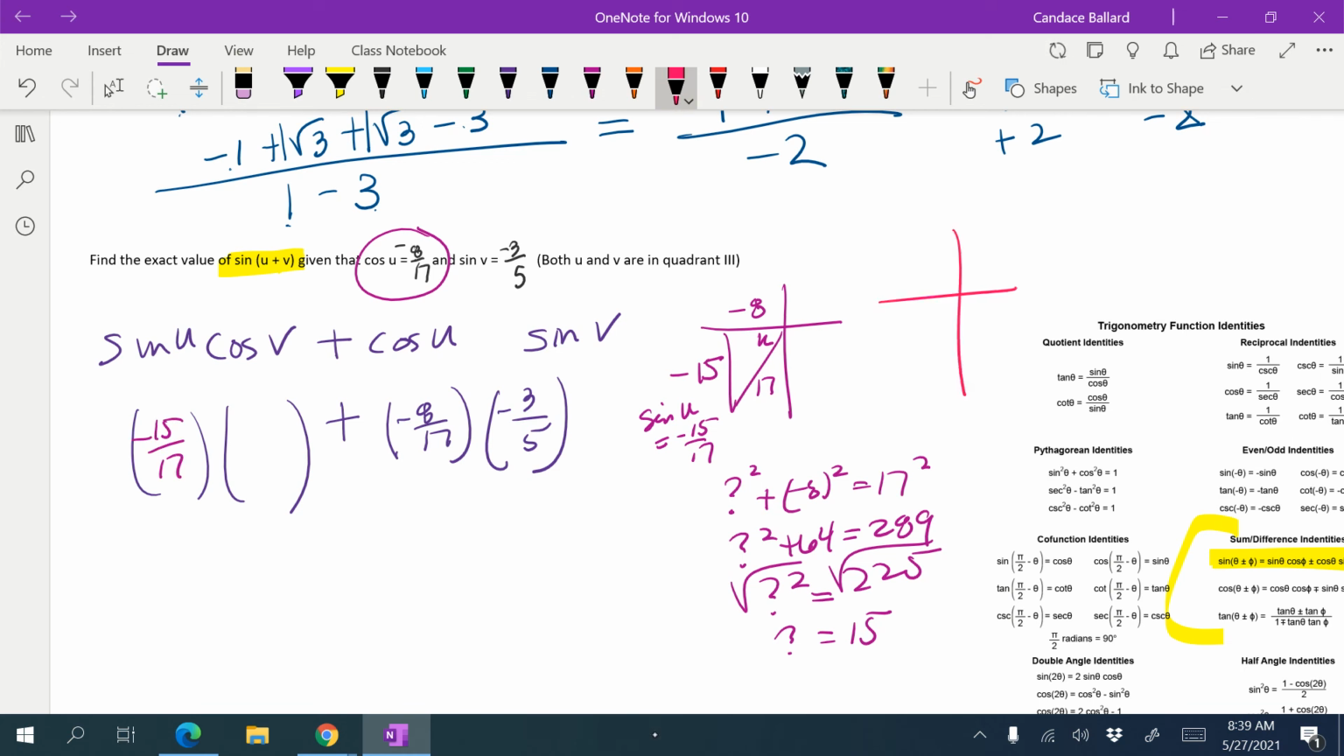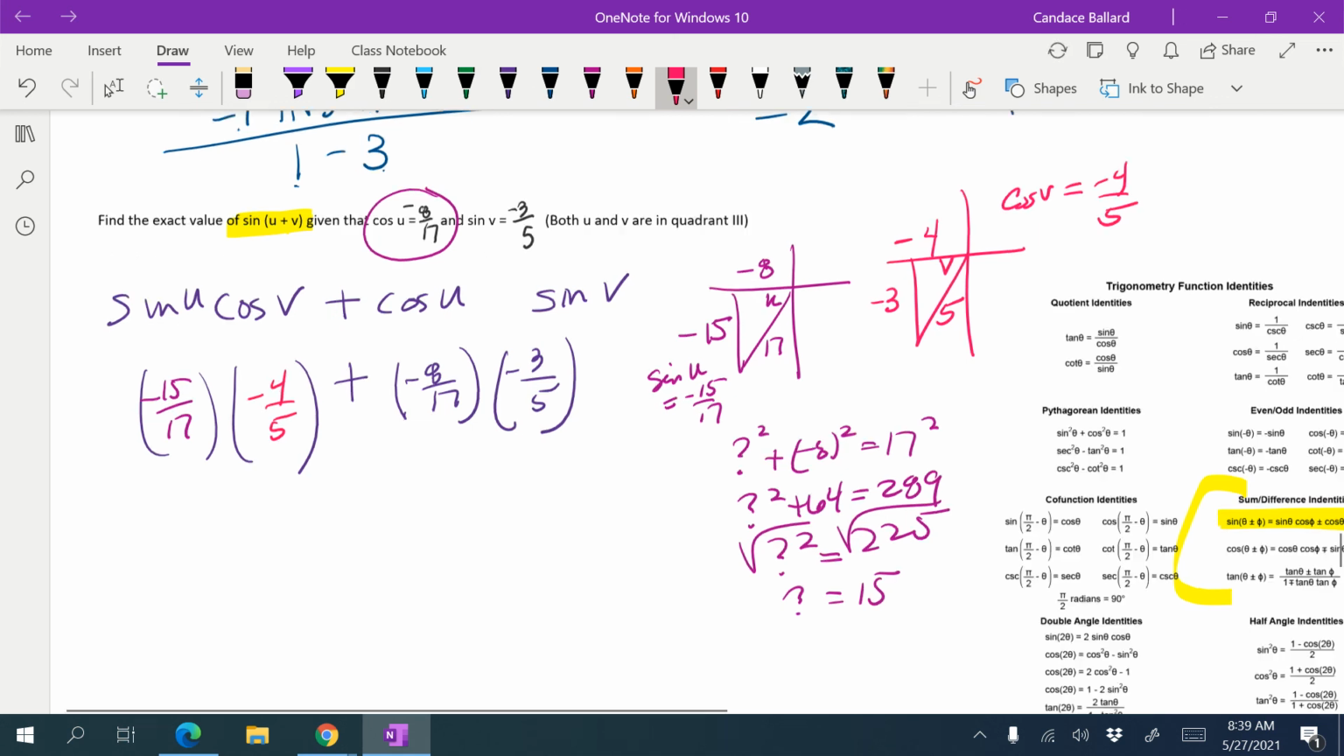Next, we're going to do the other triangle, still in quadrant 3. It's the sine of v. Sine is opposite over hypotenuse. Hopefully you recognize that this is a 3, 4, 5. The 4 is going to the left, so it's got to be negative. So we're going to do the cosine of that triangle. The cosine would be the adjacent over the hypotenuse, so -4/5.